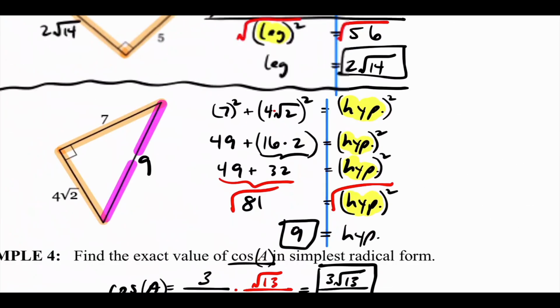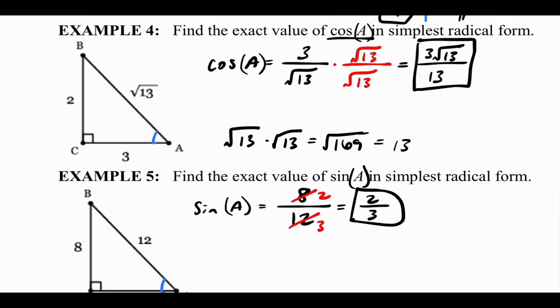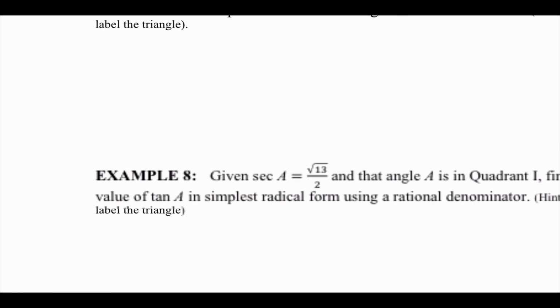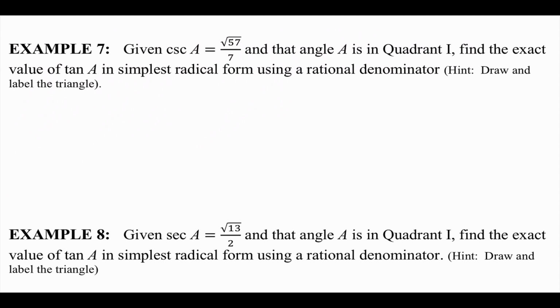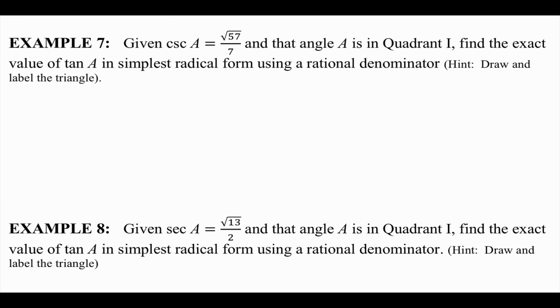So it's the exact same question as 4 and 5. The only difference is I don't have a triangle, so let me draw a triangle. That's the first step. They don't give you a picture, draw a picture. So you're going to draw a right triangle. It can look like any right triangle you want.